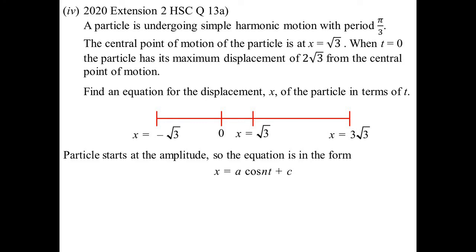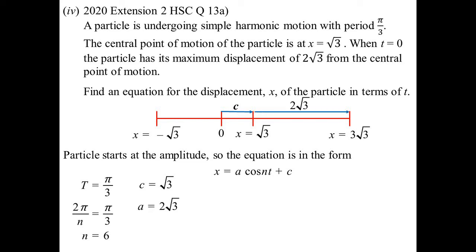Right? It's starting at the amplitude, so I want it to be a cosine curve. Make life easy for myself. But there's some shift happening, so I've added a constant. I just got to work out what A, n and c are. Well, they told me the period is pi on 3. So 2 pi on n is pi on 3, I've got n. It's equal to 6. C is the shift. We've moved it root 3. There's my shift. So I've got C. The other thing we need to know is A, which is the amplitude, and that's 2 root 3. So there's my equation. I've got a possible equation for this problem.